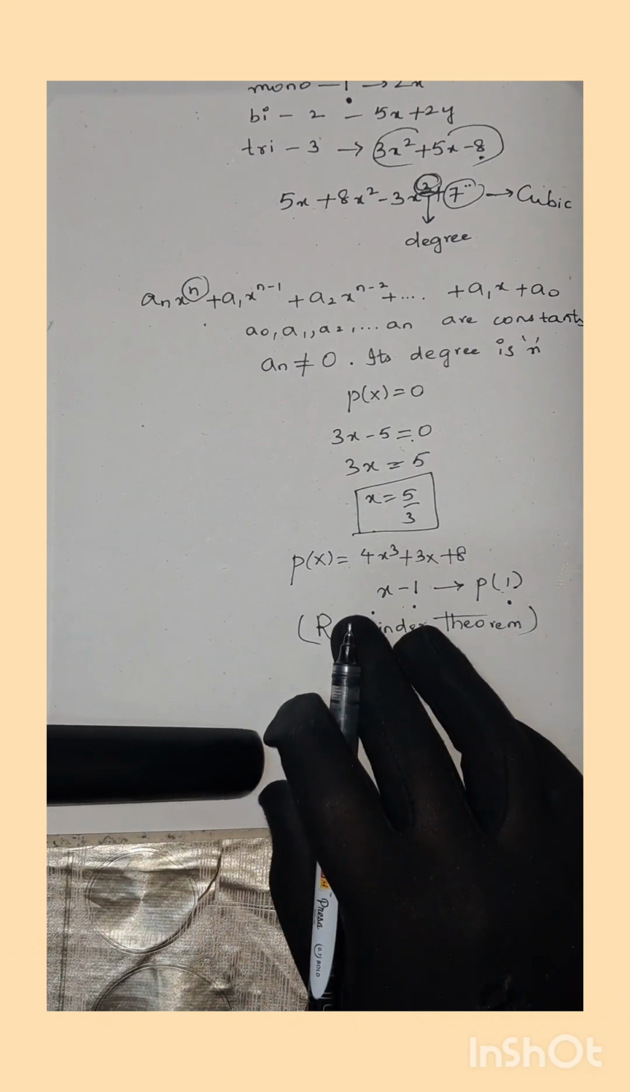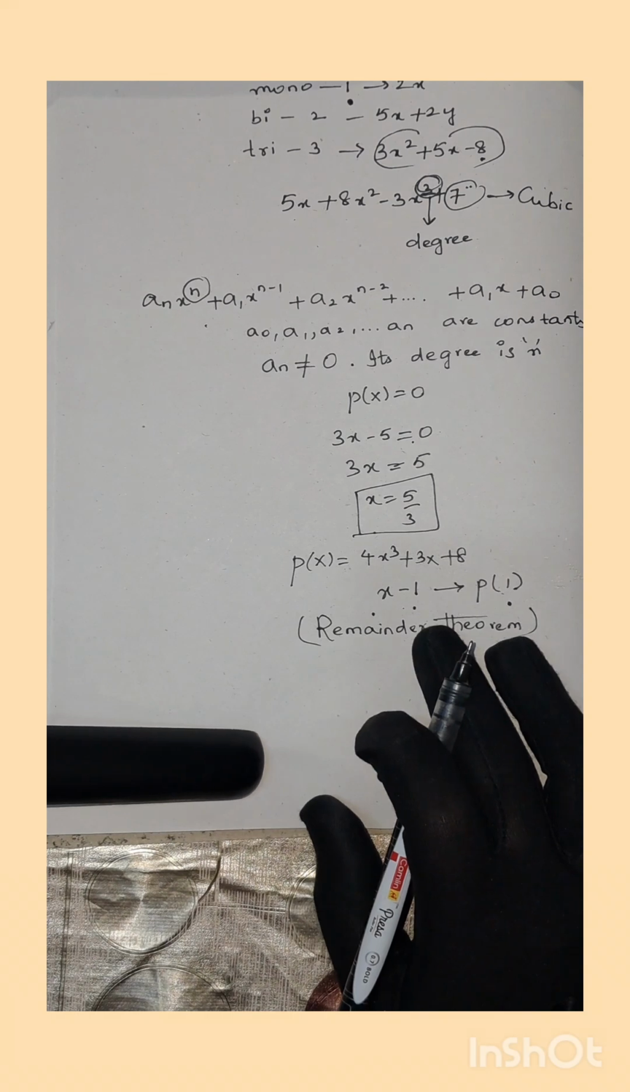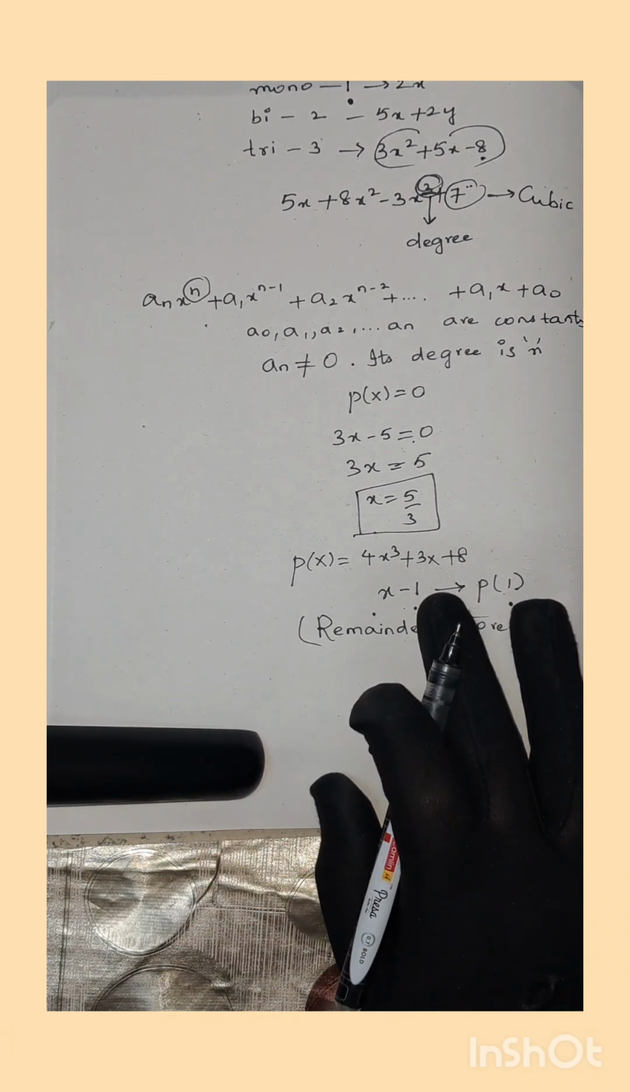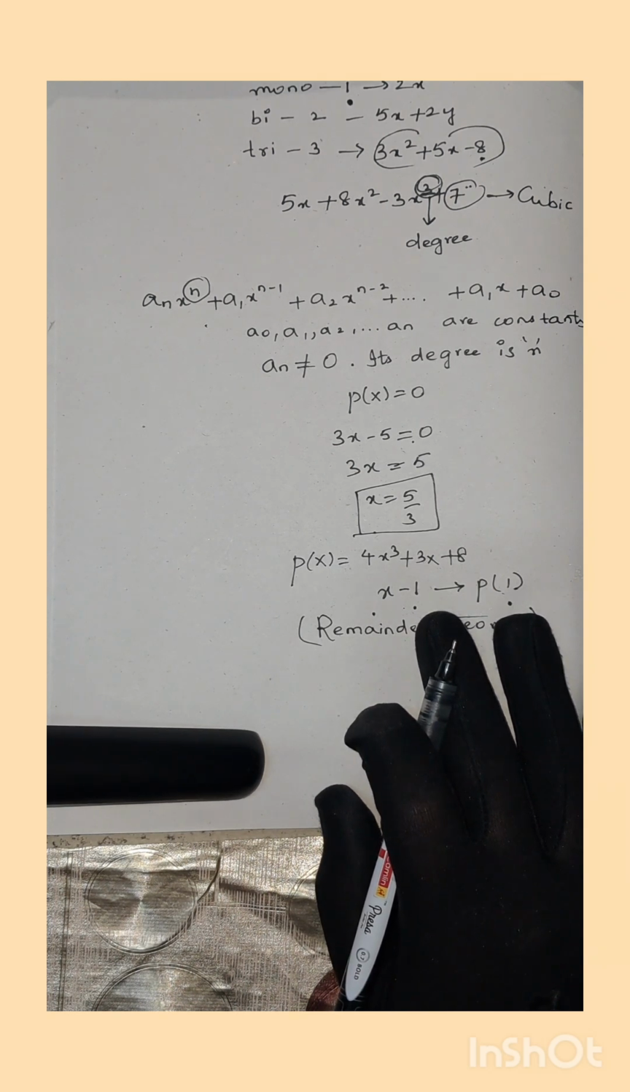So you just need to understand the equation. If the polynomial has degree n greater than or equal to 1, and a is any real number, and this polynomial is divided by x minus a, then P of a will be the remainder of that polynomial. So that is nothing but your remainder theorem.